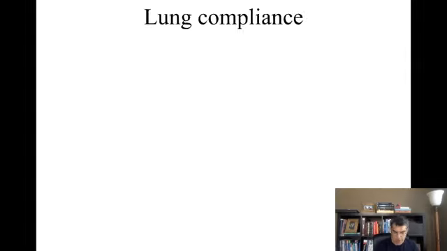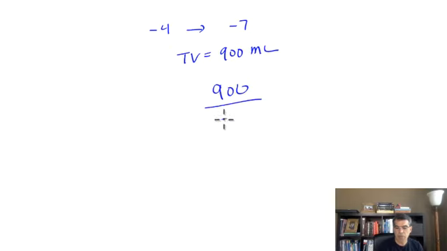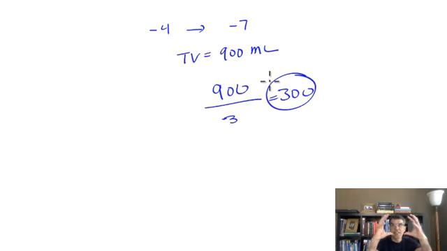In another example, I'm going to change the intrapleural pressure from -4 to -7, but I bring in, let's say, 900 ml. That means my compliance would be 300. In this example, by changing the same pressure, you bring more air in. That means your lung is going to expand much more easily.